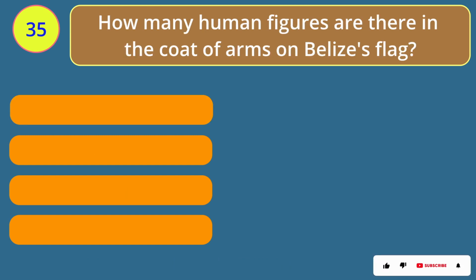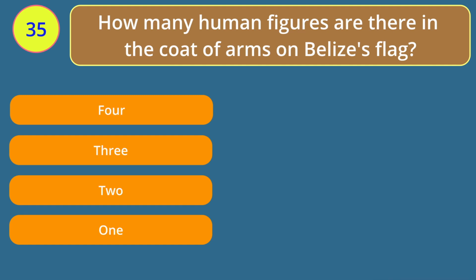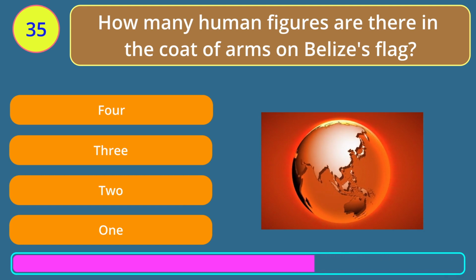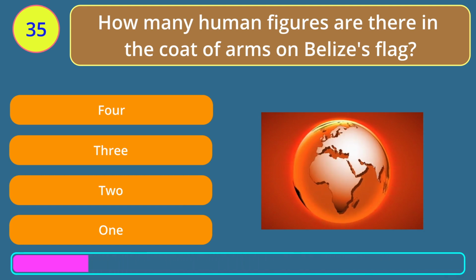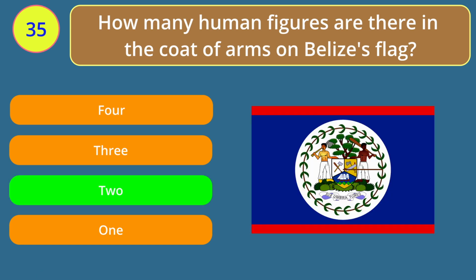How many human figures are there in the coat of arms on Belize's flag? The four options are 4, 3, 2, 1. The correct answer is 2.